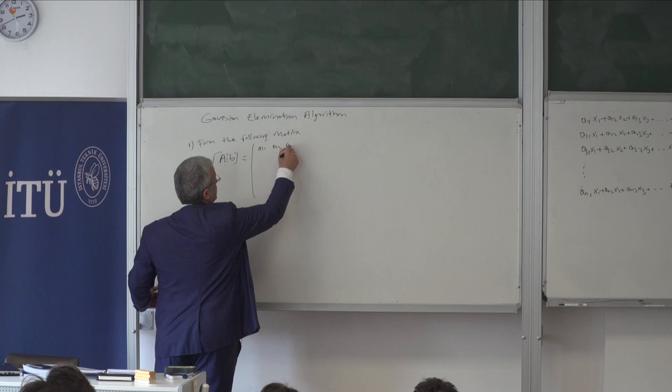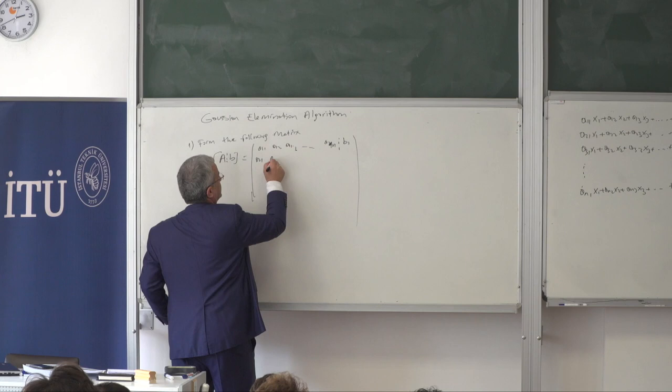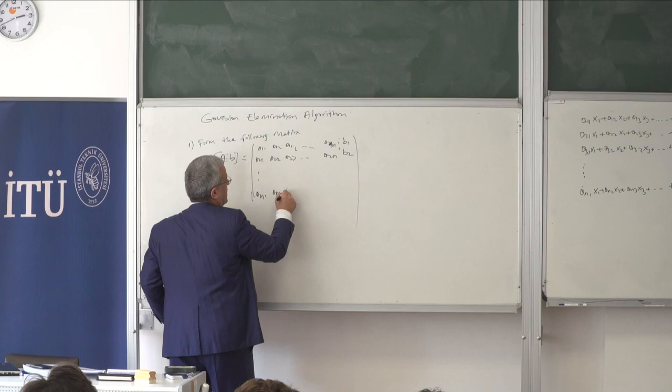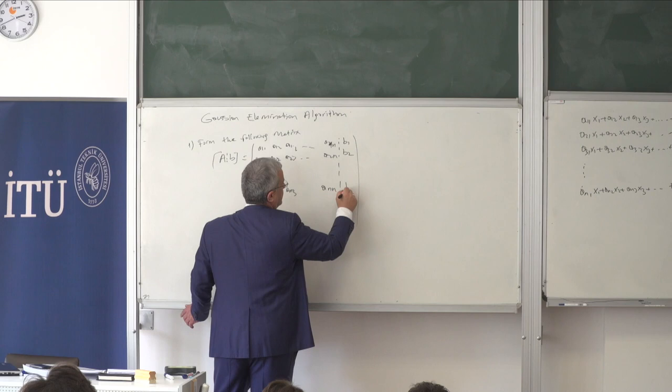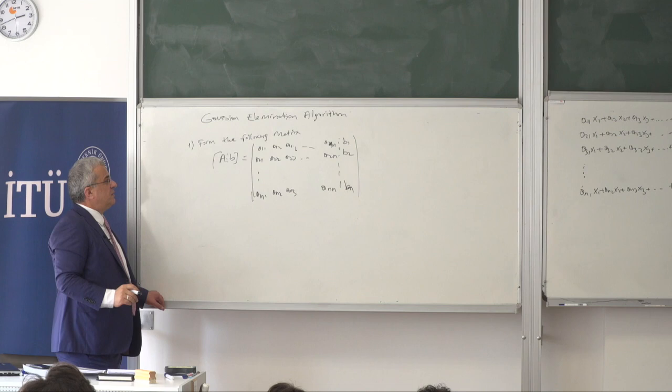Which is A11, A12, A13, A1n, B1, A21, A22, A23, A2n, B2, AN1, AN2, BN. Okay.